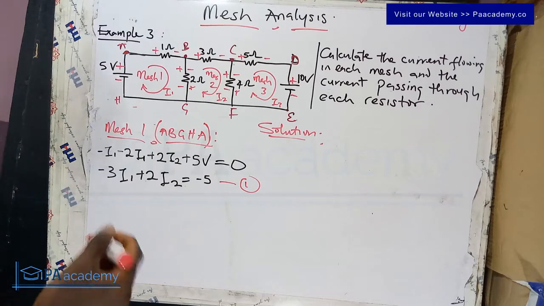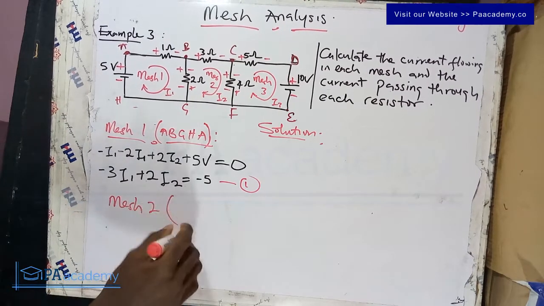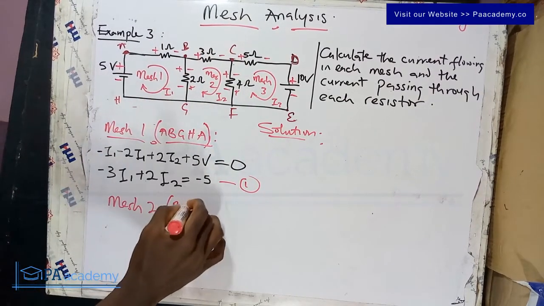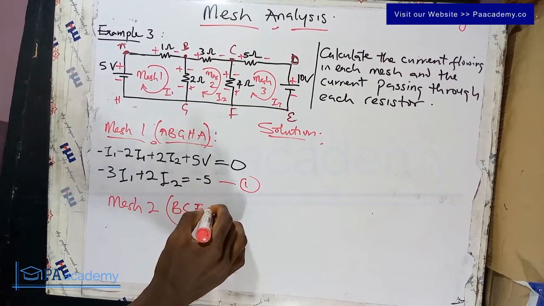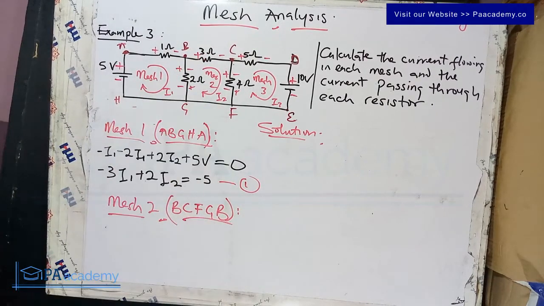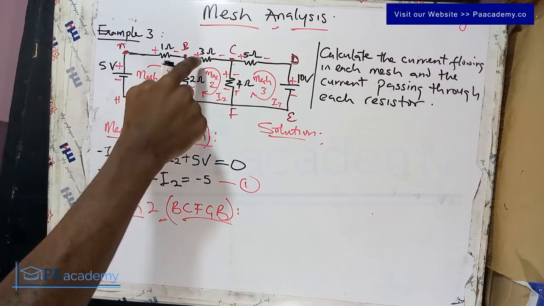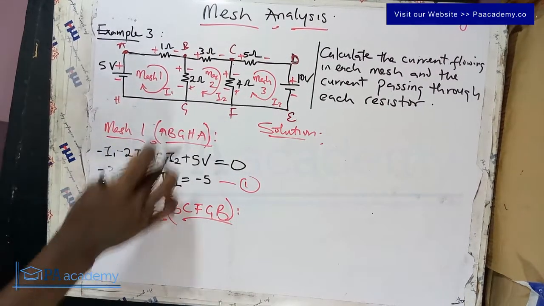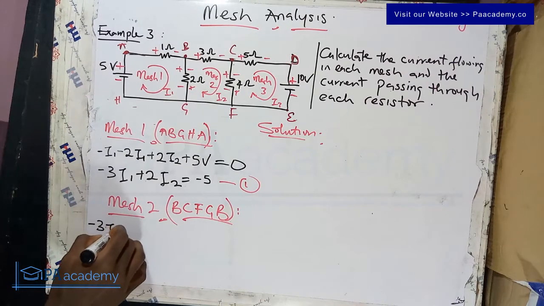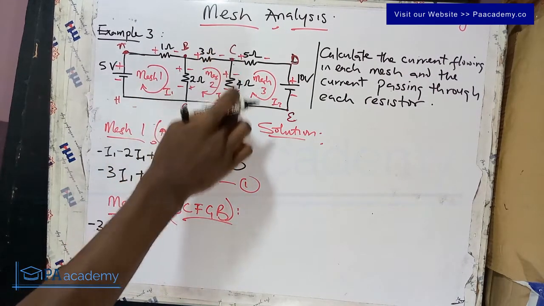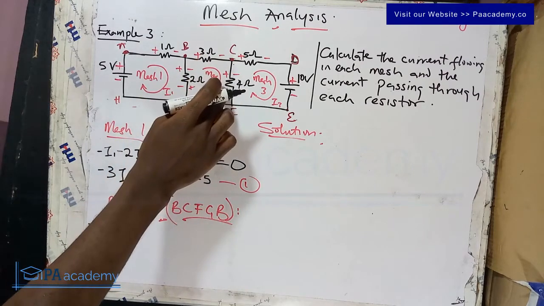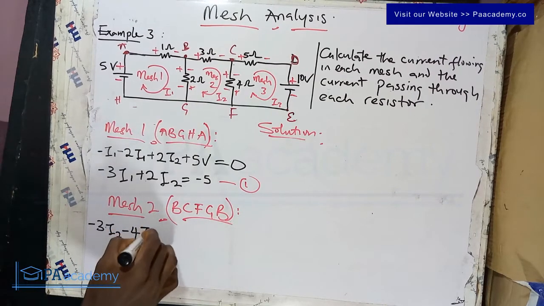So now let's simplify mesh 2. The path for mesh 2 is B, C, F, G, and back to B. So now let's apply Kirchhoff voltage law to that particular mesh. Starting from B, from positive to negative, that is going to be minus the 3 ohm resistor multiplied by the current I2, that will be minus 3I2. When we get to C, between C and F, we have a 4 ohm resistor. From positive to negative, that is going to be minus 4I2.